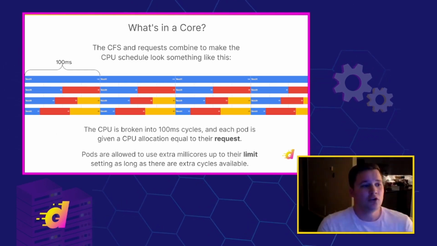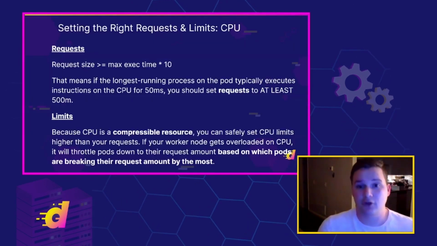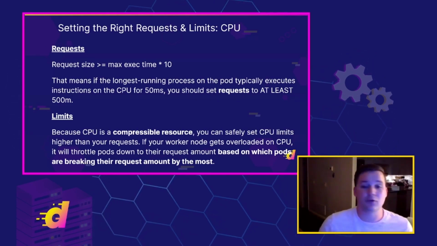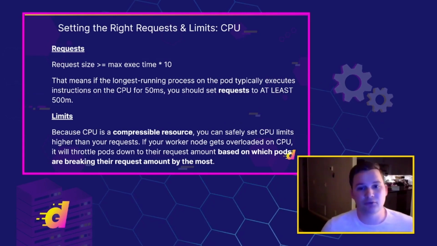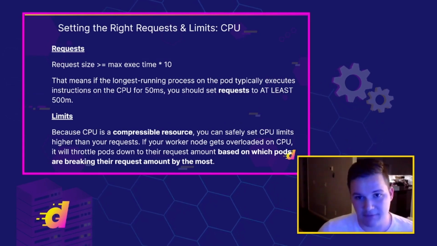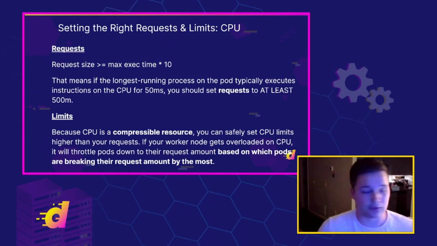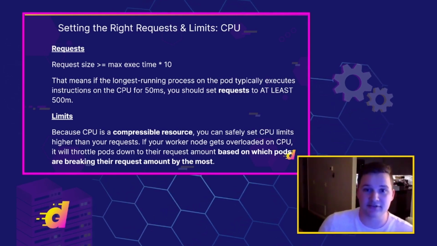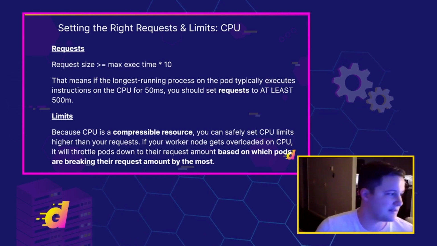So what does this mean in terms of our request value? What should we be setting as our request? Well, your request size should be greater than or equal to the max execution time of the pod you're setting the request for, times 10. Why times 10? Because we're converting into millicores from milliseconds.